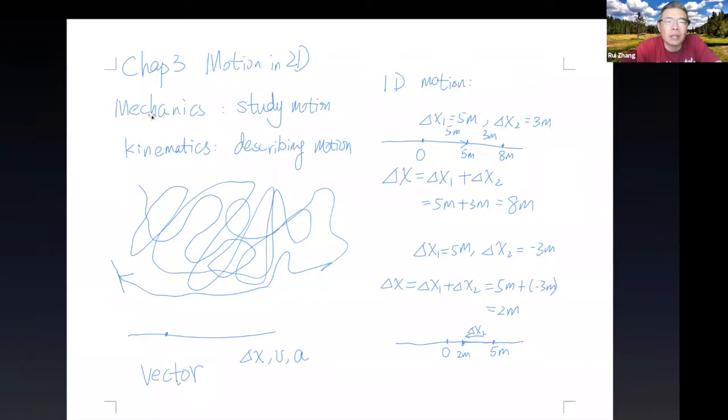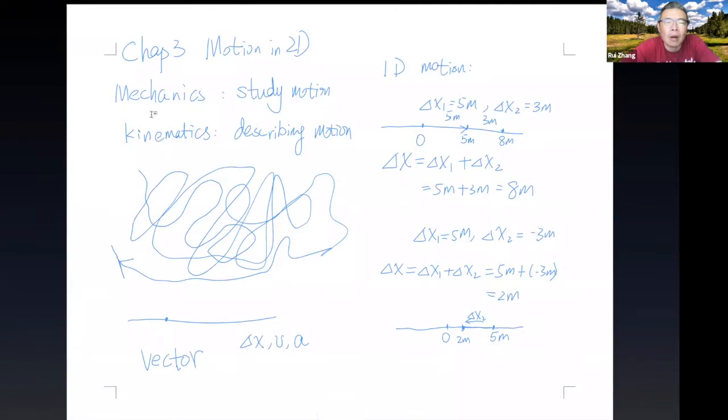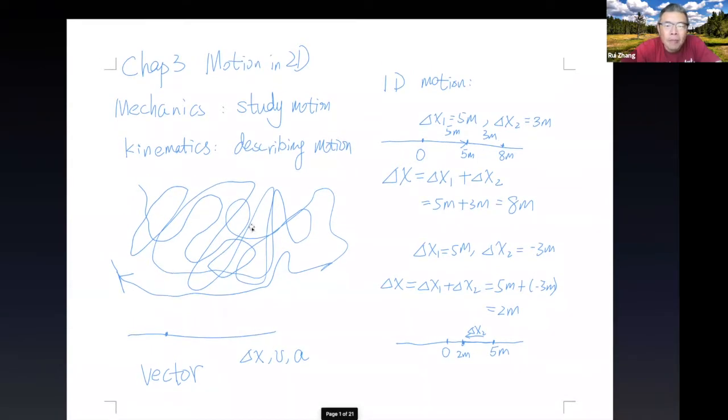Starting from yesterday, we talked about chapter 3, and this is motion in 2 dimensions, right? So again, our goal here is to talk about kinematics, which is how to describe motions, and basically yesterday we kind of talked about the mathematics of vectors. Remember, a vector is something that has both magnitude and direction.